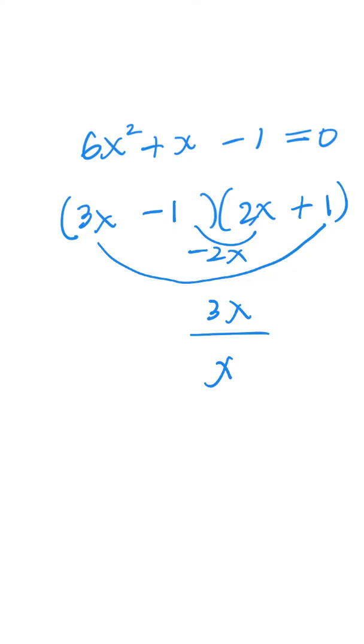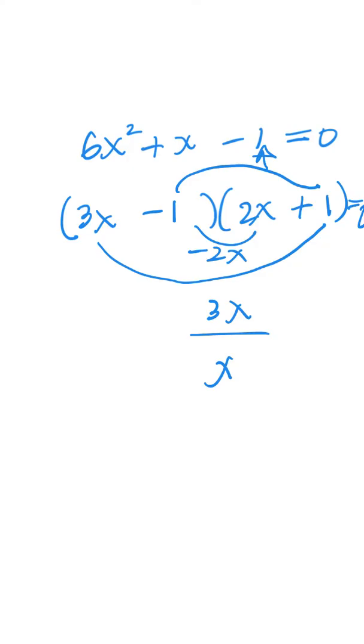And you say, well, Donna, how did you know to put a negative 1 and a 1? Well, when I multiply these two together, negative 1 times 1, the last term in each one of the factors, that gives me the negative 1 up there. And 3x times 2x gives me the 6x squared. So this factors now into 3x minus 1 times the quantity 2x plus 1.